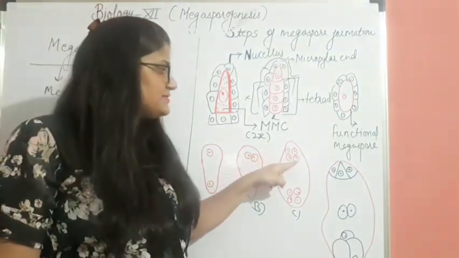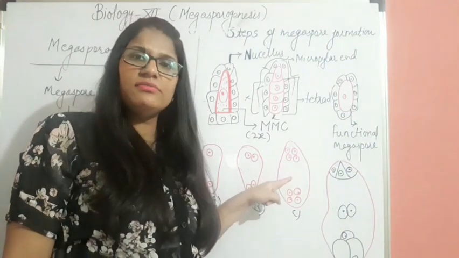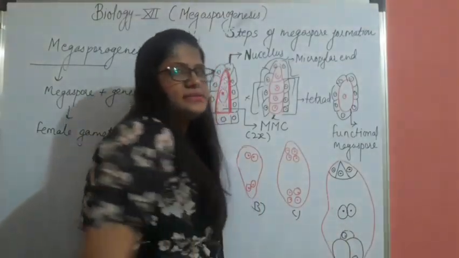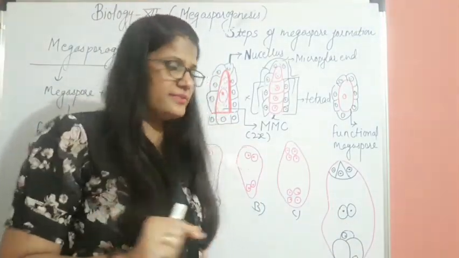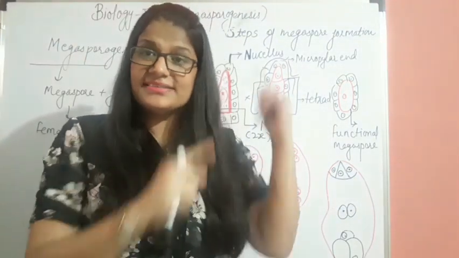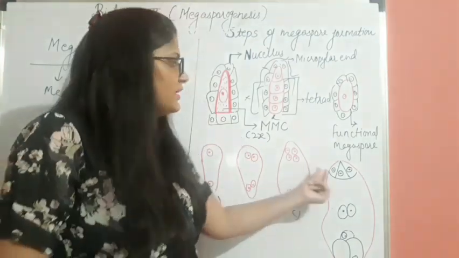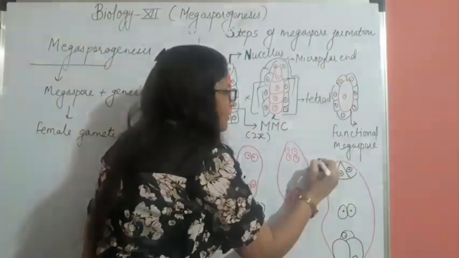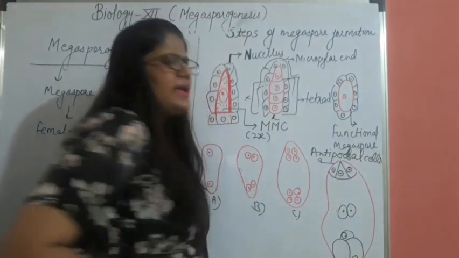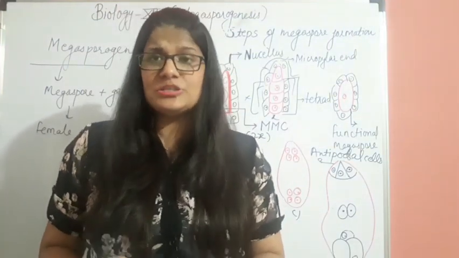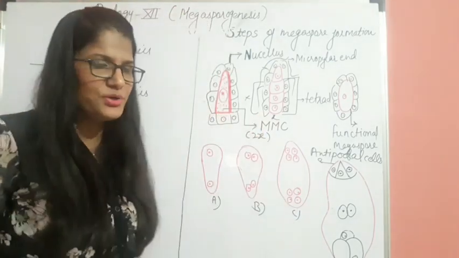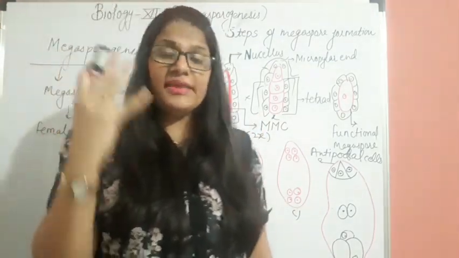Now from the upper side one cell will come to the center, and from the lower side one cell will come to the center, and they will form this structure. This is called polar nuclei or secondary nucleus. The remaining 3 cells which are present at the chalaza end, which is opposite to the microphyll end, are called antipodal cells. Antipodal cells help in the nourishment of the megaspore after the fertilization. They will degenerate after the fertilization. They will provide nourishment to the developing zygote.